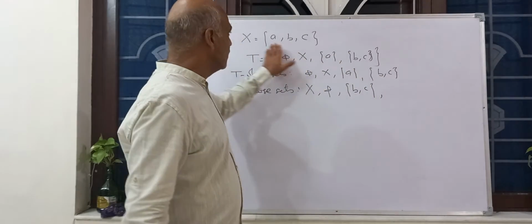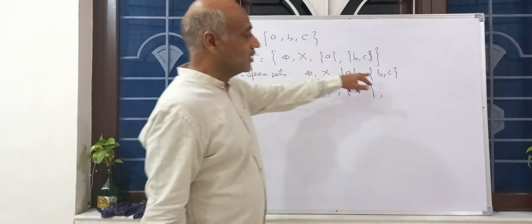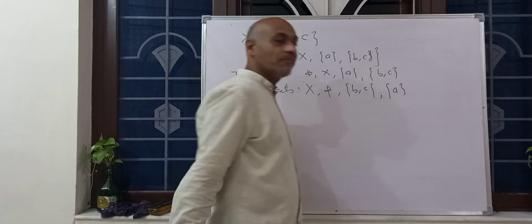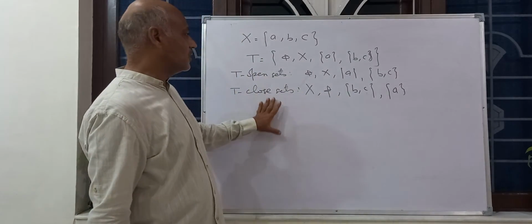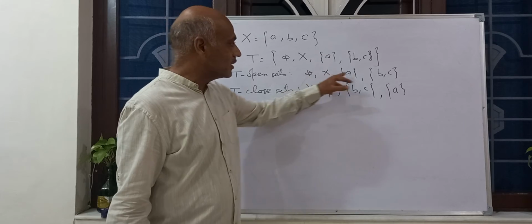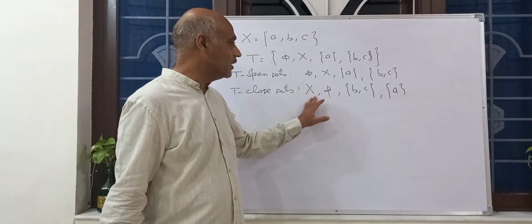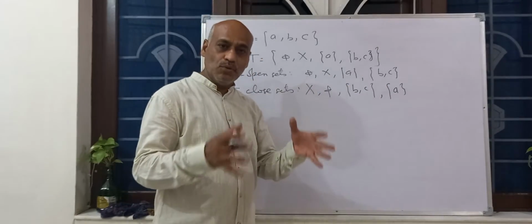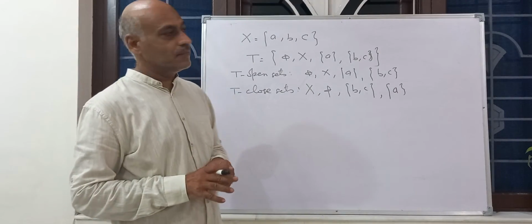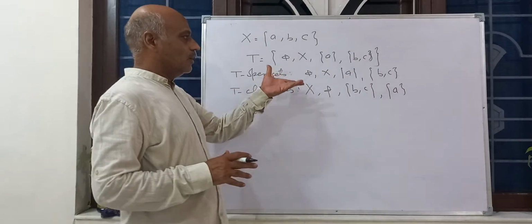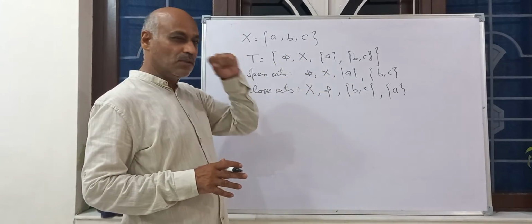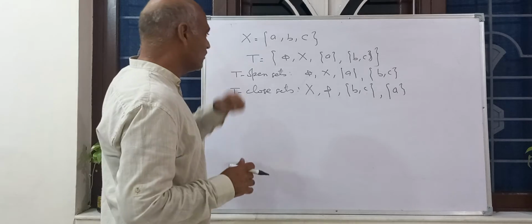X minus BC, X is this one, ABC, and minus BC means A. So here we can see all sets phi, X, A, B, C are both T open and T closed sets. Here you can remove one thing, so you can make T open and T closed different, like this one.